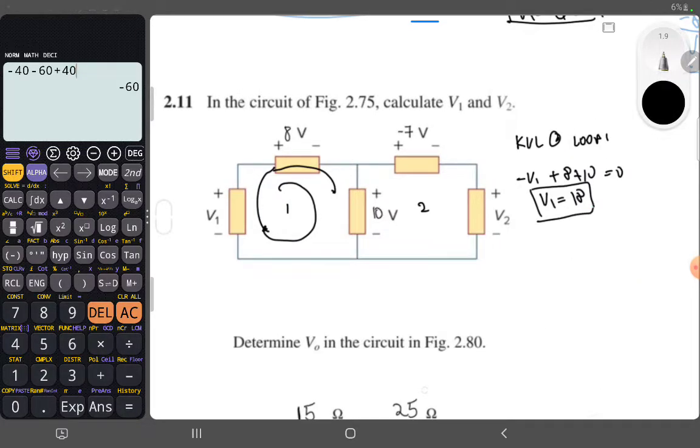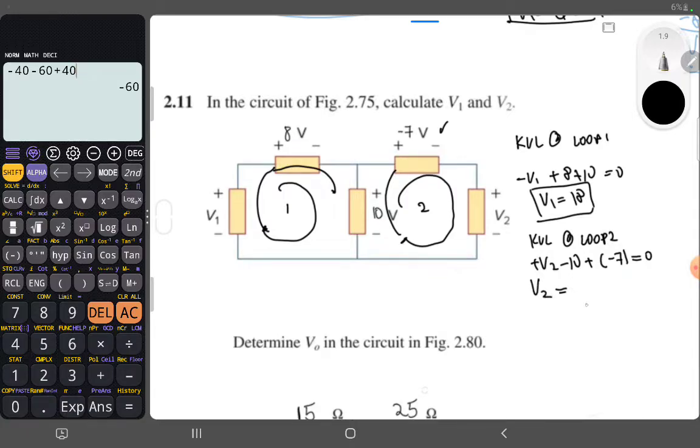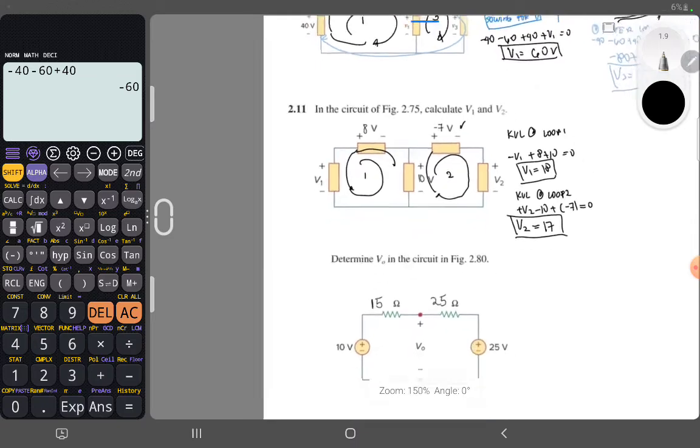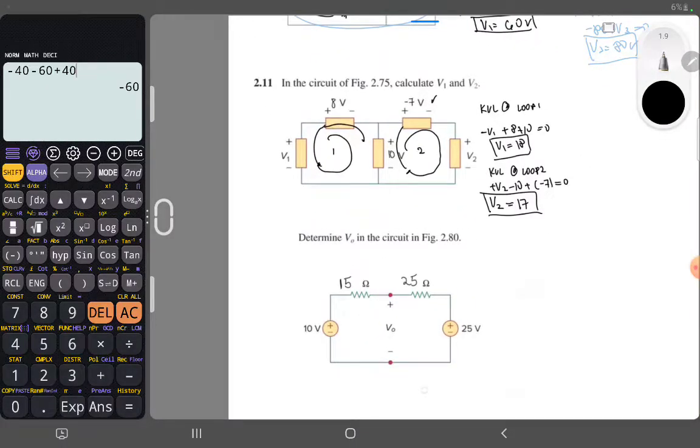Okay. Next, dito ulit tayo. KVL at loop 2. We have positive V2 less 10 plus negative 7 volts, no, equals 0, which will give us V2 is equal to negative 10 plus negative 7 is negative 17. Transpose natin maging positive 17.